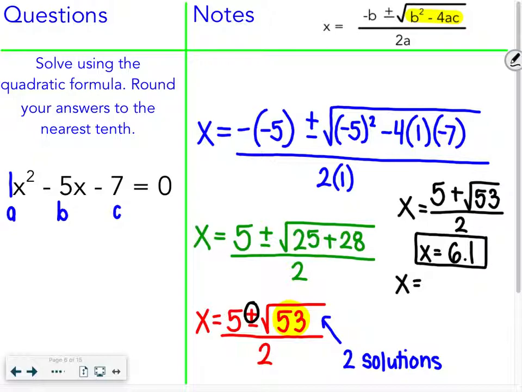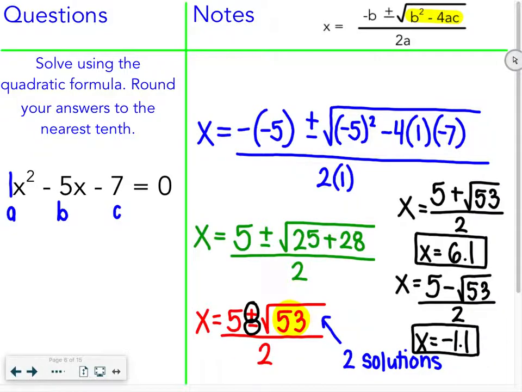Now we're going to get our second solution by doing 5 minus the square root of 53 divided by 2. So 5 minus the square root of 53, it equals, divided by 2, is negative 1.1. So those are your 2 solutions to your quadratic equation. Those are the roots or the solutions. That is where your parabola would intersect with the x-axis. Summary.